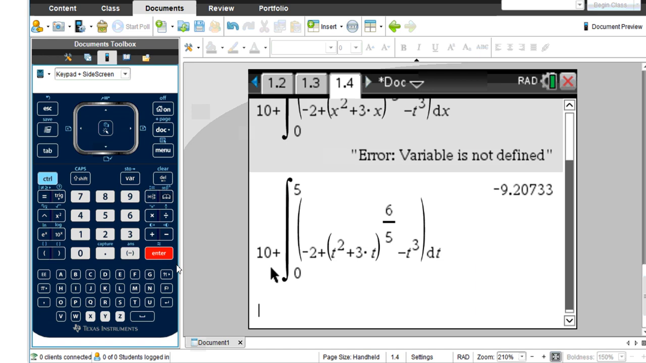Yeah, it does work better. So that's what it is. -9.207. And in AP standards, we want to go to 3 decimal places. So -9.207.